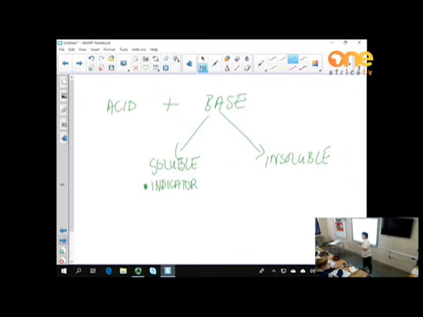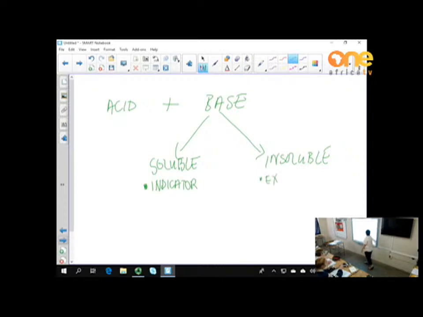If the base that I've added is insoluble, I'm standing there with a spoon and I'm adding this powder into the acid, and it reacts with the acid. I warm the acid, I stir it, I allow it to react. Would it matter if I added too much of the insoluble base? I can filter it out, couldn't I? So when we have a base that is insoluble, we don't need an indicator.